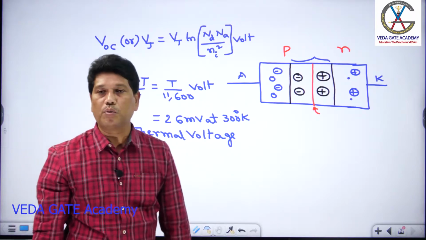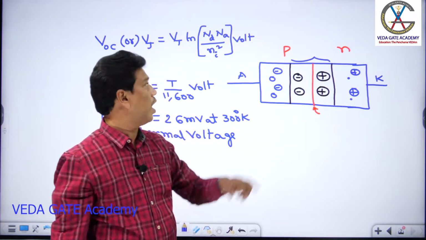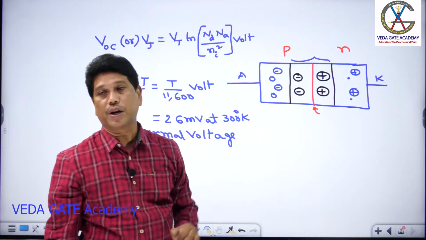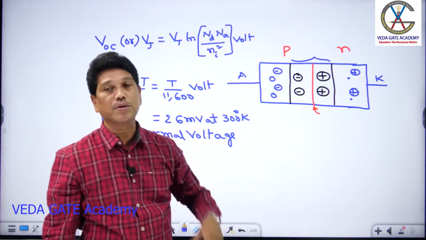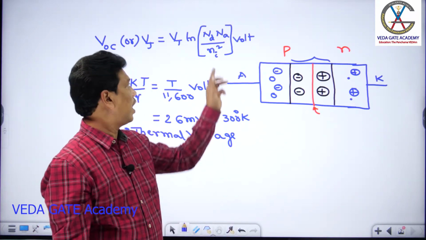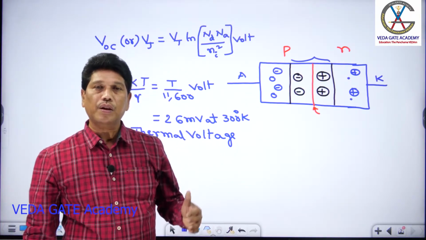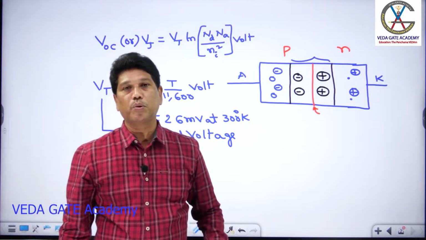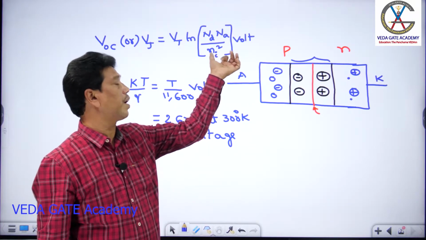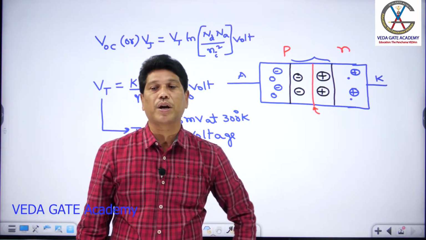What is this ND? ND indicates the added donor impurity density on the N side. NA stands for the added acceptor impurity density on the P side. And what is this Ni? Ni stands for intrinsic carrier density, that represents the carrier density of pure germanium or silicon, which mainly depends on temperature. Ni is the intrinsic carrier density of the germanium or silicon from which the diode is made.